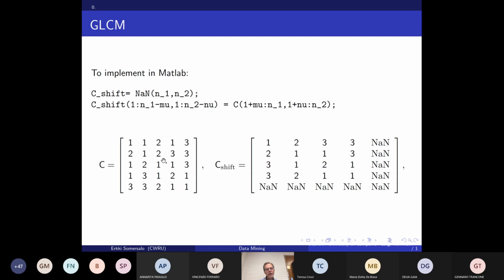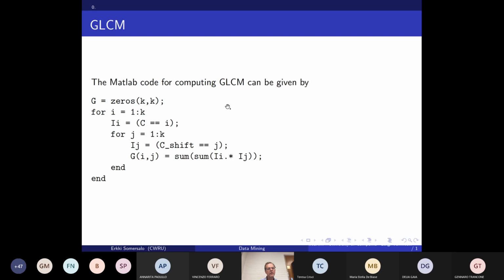And so then I'm comparing pixel by pixel. So I'm taking this one and this one, I'm taking this one and this 2, I'm taking this 2 and this 3, and I'm just comparing and making a tally of how many times I have different pairs. And so here is how you do this tallying.